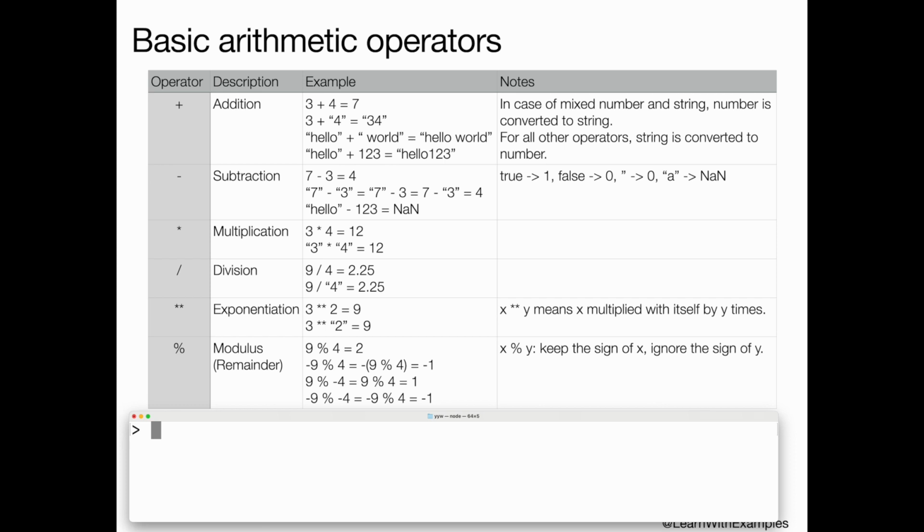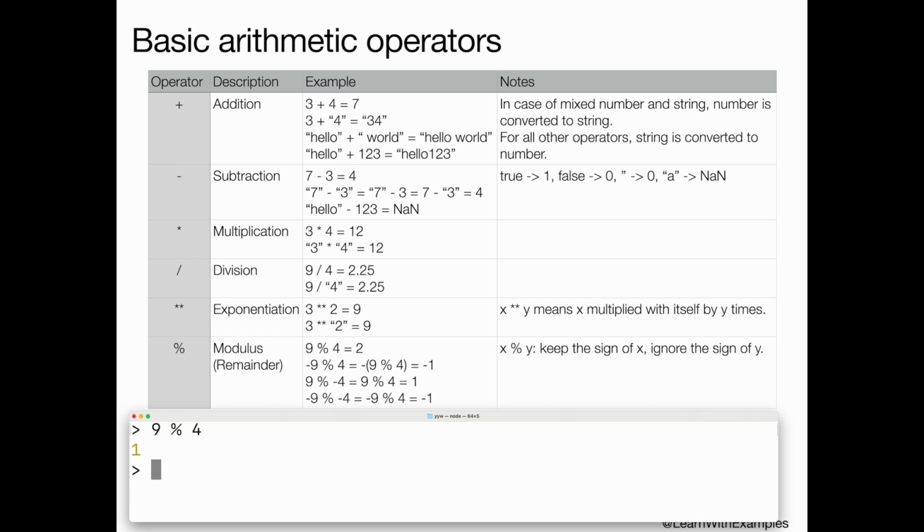Modulus. Modulus is denoted by the percent symbol. It is the operation to find the remainder after dividing one number by another. For example, 9 divided by 4 equals 2, with a remainder of 1. So the modulus operation of 9 and 4 gives the output of 1.